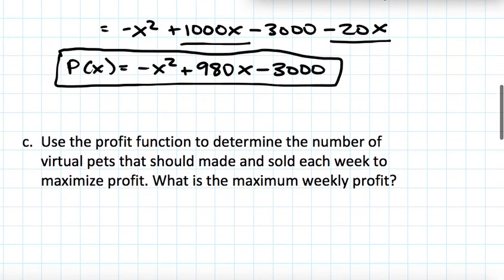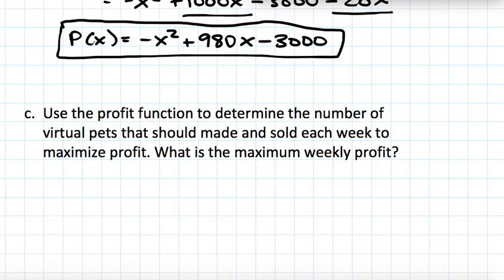Now part C says to use the profit function to determine the number of virtual pets that should be made and sold each week to maximize profit. What is the maximum weekly profit? So because this profit function that I have up here has a negative leading coefficient, -1 in front of x squared, that tells me that it's going to open downward, so it's going to have a maximum value. So what I'm going to do is again use my x equals negative b over 2a to find the x-coordinate of the vertex, and then I'm going to find the y-coordinate.